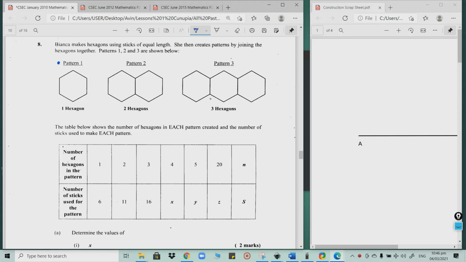So in the first one, if you notice, how many sides do we have? 1, 2, 3, 4, 5, and 6. But they have it in the table here. For the first hexagon, it takes 6 sticks. For the second pattern, which is 2 hexagons together, it takes 11 sticks. And for the third one, if we count up all the sticks, they are telling us it will take 16.